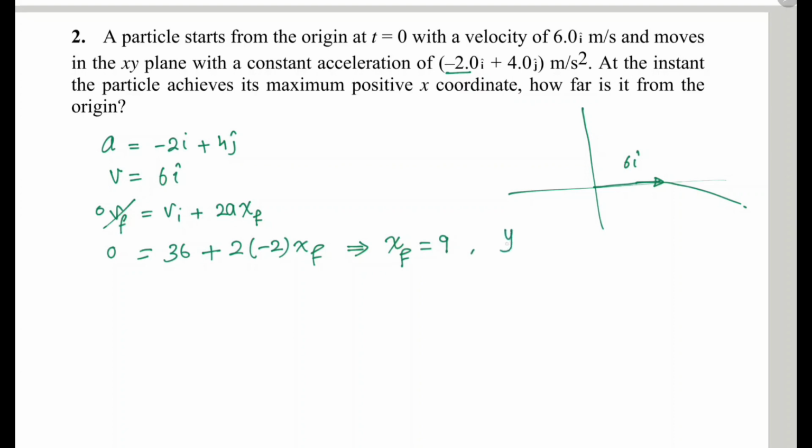Now y final equals y initial plus v initial t plus half a t squared. This is 0 and this is 0. So y final is equal to half a t squared.